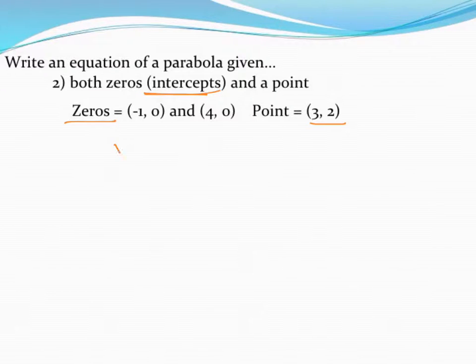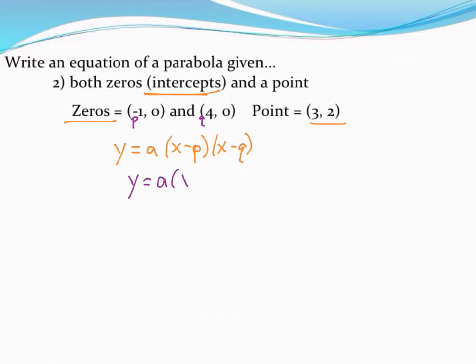Again, recall that intercept form looks like y equals a times (x minus p) times (x minus q). And p and q are our two x-intercepts. So again, we're going to replace different variables with values and solve for what's remaining. So the two zeros they've given you, the two x-intercepts, I'm going to label those as p and q. And let's get those replaced first.